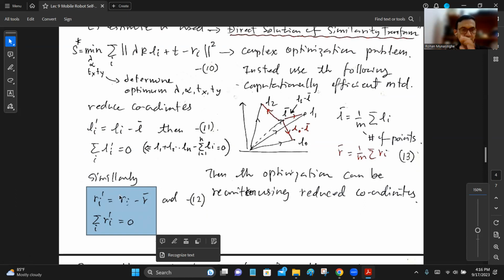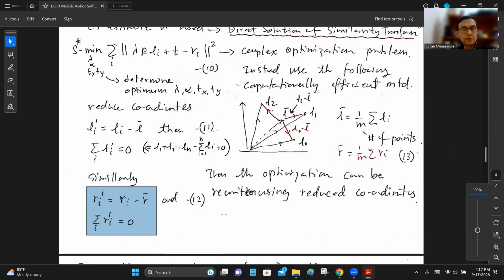So this will reduce the coordinates, okay? Now we are not referring to the world coordinate frame. Now all of these vectors are actually coming from their centroids, okay? But remember, these two centroids are not equal, okay? Centroid of the R and centroid of the L measurements are different.